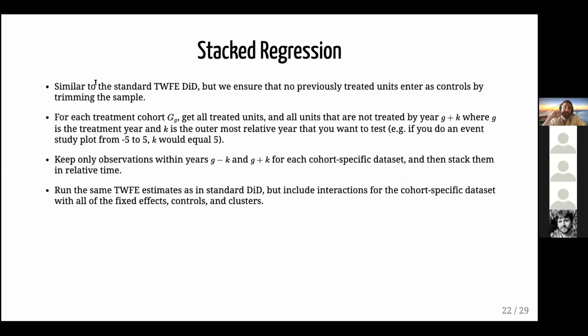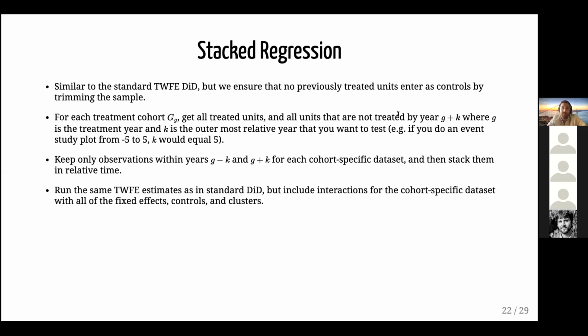It's similar to the standard two-way fixed effects, but what it does is be explicitly clear about the sample construction so that no previously treated units can enter as controls. And it does this just by trimming the sample. So for each treatment cohort, you create a separate data set with all the units that are treated in that year. And if you want to do an event study where you look from 5 years prior to 5 years post, right? Then this would be G plus K, K would be 5.